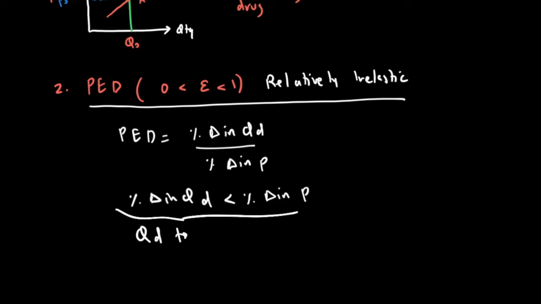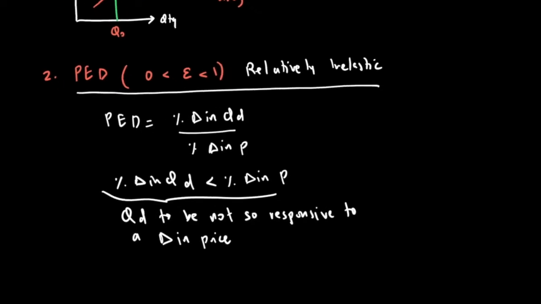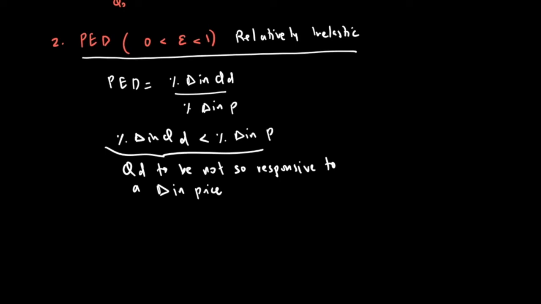to be not so responsive to a change in price. And the reason why people are not too responsive to a change in price is because they might have what we call sometimes strong liking for the good, like a brand loyalty for the good.